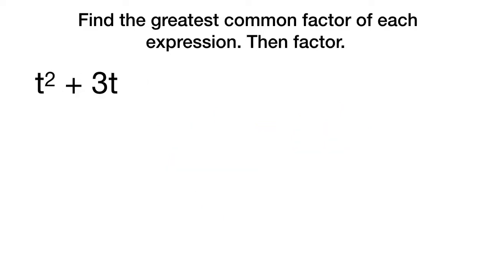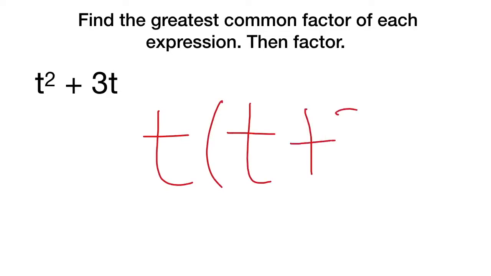In this case, our greatest common factor isn't a number, but a letter. In this case, the variable t. So it would become t times t is t squared plus 3, because 3 times t is 3t. And that would be those.